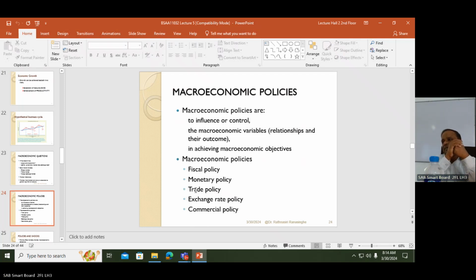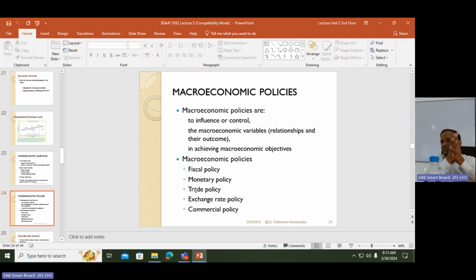Apart from that, we need to change these macro variables in an appropriate way. Therefore, we need policies. So those are the two aspects macroeconomics talks about: economic analysis and policies. Mostly we talk about the policies. Unlike in microeconomics, which we did earlier, there is no such policy analysis there. But when it comes to macroeconomics, mostly we talk about policies because we are talking about the overall economy.